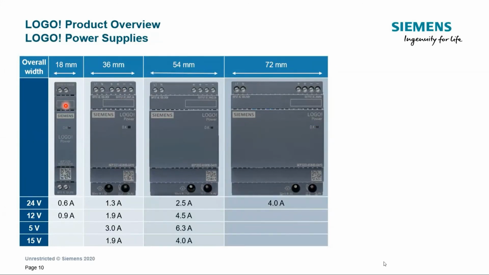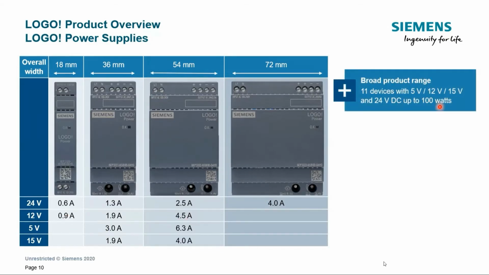What you see here is a very close visual of the actual width of the power supply, from 18 mm to 72 mm. And you can see here, depending on the output voltage, what variants we have. On the 24 volt side from 0.6 up to 4 amps, and on the 12 volts from 0.9 to 4.5. This is a very interesting collection of power supplies up to the 100 watt range. So this is maximum 4 amps.